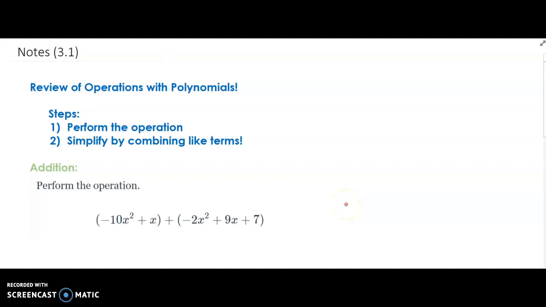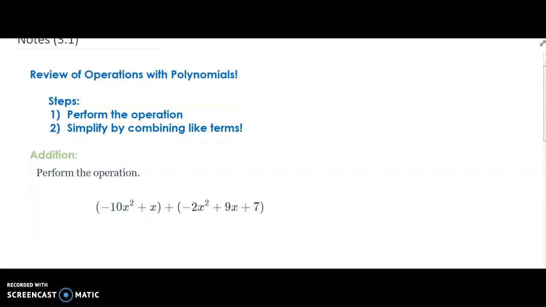I promise these notes are going to be quick and painless so that we can get into some practice and really be ready for tomorrow when we talk about polynomial division. But in order to talk about polynomial division, we need to understand how we do polynomial addition and subtraction and multiplication and all the other operations with polynomials. And so our notes today are simply going to be a review of polynomial addition, subtraction, and multiplication.